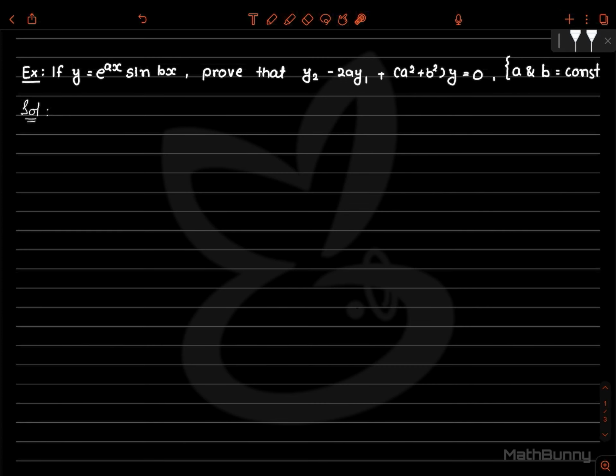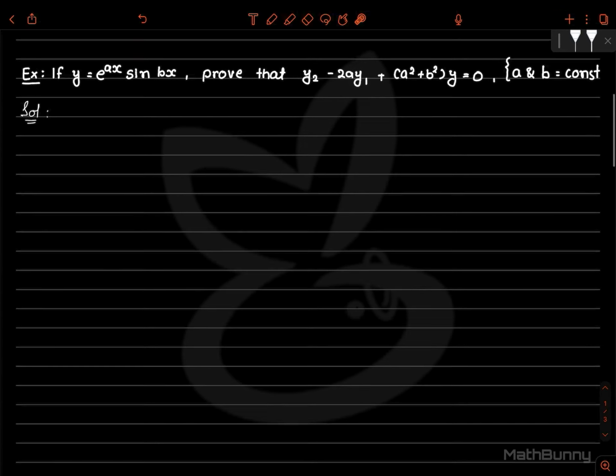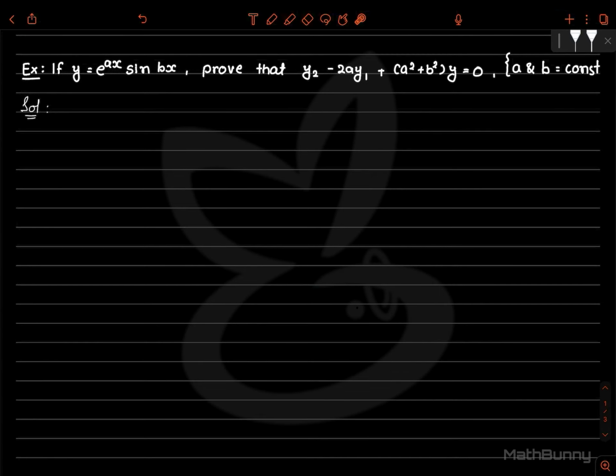Welcome to this lecture. In this lecture, we will see some of the examples regarding the successive differentiation. Let us start with this one. Suppose it is given y is equal to e raised to ax sine bx, and we are supposed to prove this term. And we are also given a and b are constants.